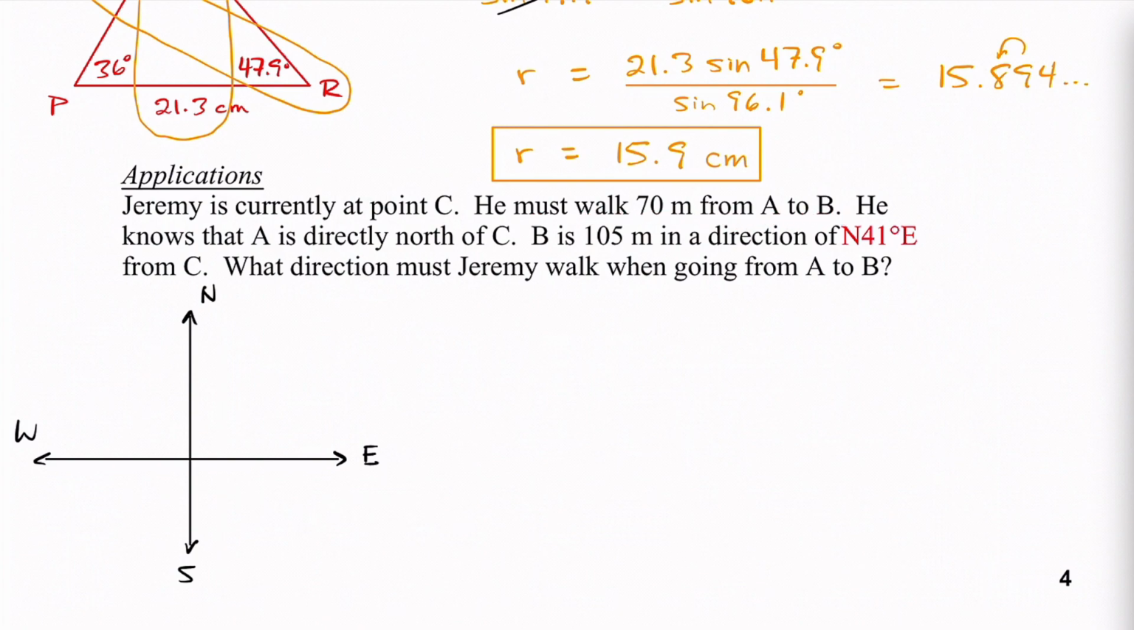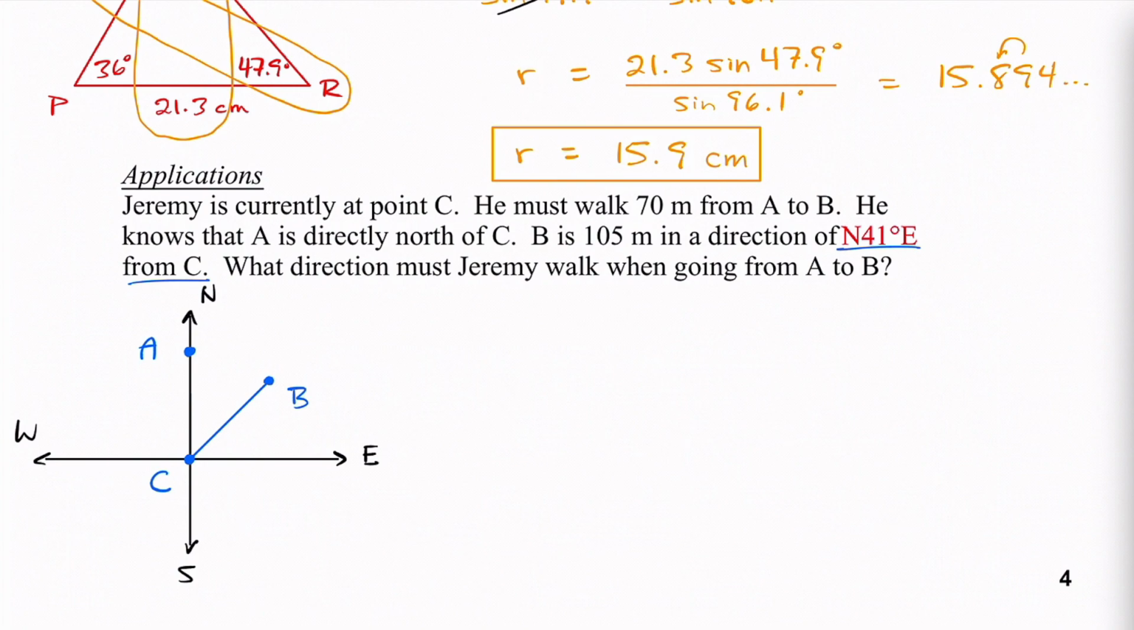So I don't really know where C, A, and B are yet. He knows that A is directly north of C. So that's a good sign. So let's write that. So A is directly north of C. So I'm going to put C right in the middle, and then I'm going to make A directly north of it. So I know where A and C are now. It said B is 105 meters in a direction of north, 41 degrees east from C. So starting at C, I'm going to have to go north and then go 41 degrees over towards the east. So something like that, and that is point B.